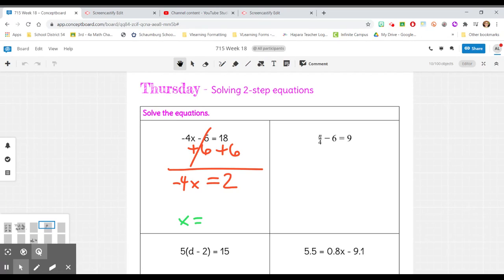The next step to solve is to get rid of the negative 4 that is being multiplied on the x by dividing it on both sides. So I get x is equal to negative 6.